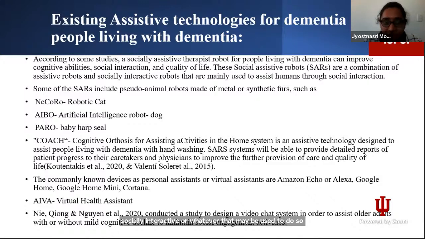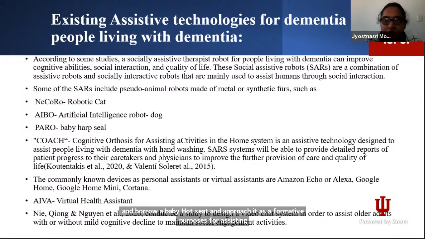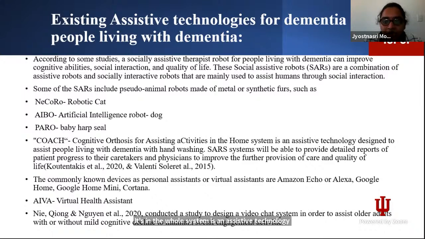Some of the social interaction robots include pseudo-animal robots made of metal or synthetic forms, such as Nikoro, a robotic cat, Aibo, an artificial intelligence robot dog, and Paro, a baby harp seal. And COACH, a cognitive orthosis for assisting in activities in the home system, is an assistive technology designed to assist people living with dementia with hand washing. These systems will be able to provide detailed reports of the patient's progress to their caretakers and physicians to improve the further vision of care and quality of life.